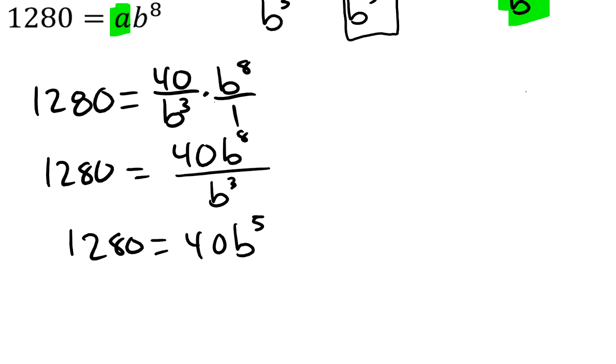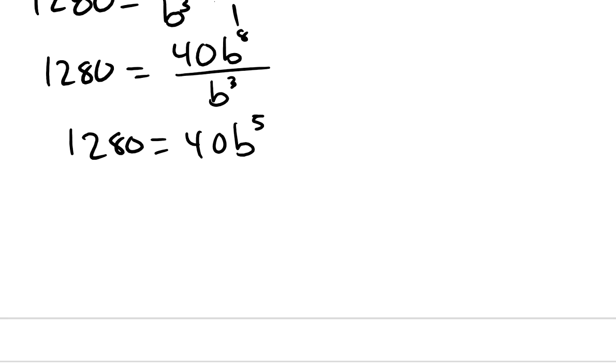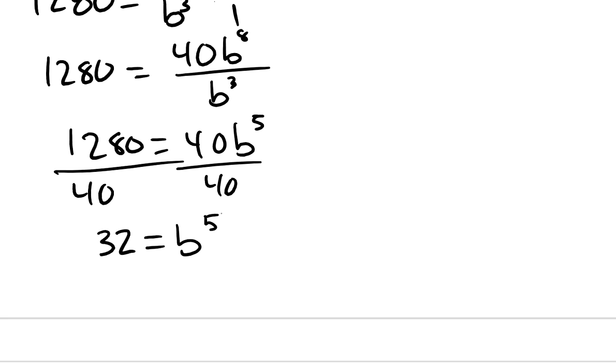Now to get b to the 5th alone, I'm going to divide both sides by 40. I had to check that with the calculator, but 1,280 divided by 40 is 32, and that equals b to the 5th power. So some number gets multiplied 5 times, something times something times something, 5 of them, and you get a value of 32. So the question is, what is that factor?